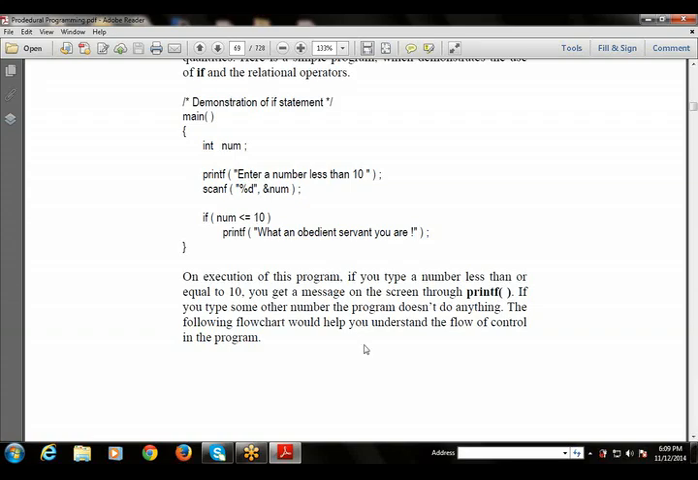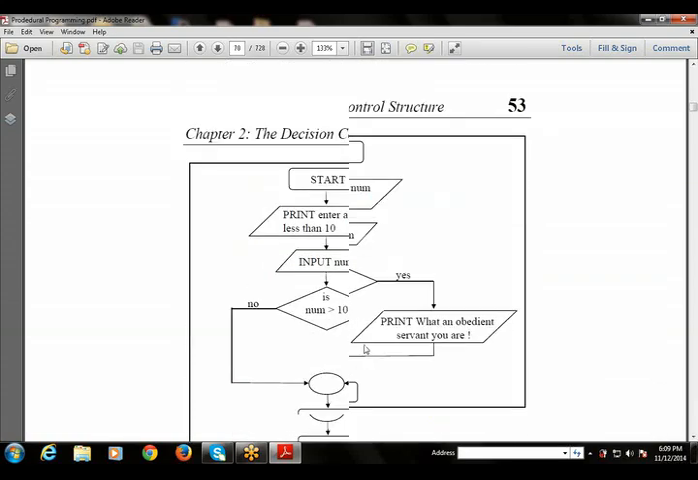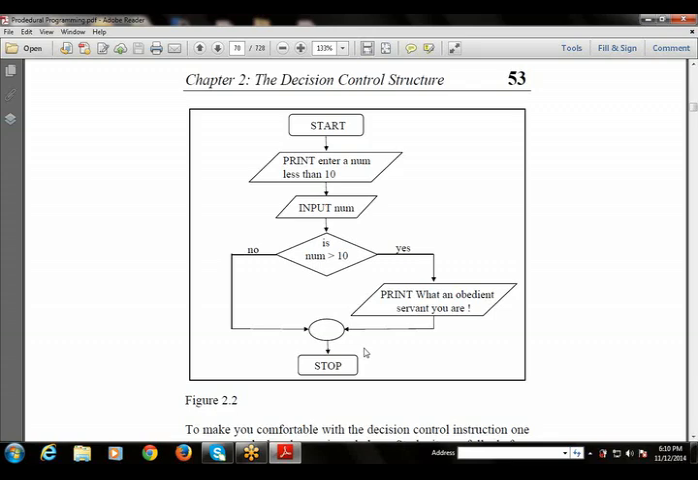The following flowchart will help you understand the flow of the program. So this is the flowchart. This is a new concept for you. Please understand, this is a flowchart that describes the flow of control, how the flow will be maintained. Then there is a start option that is available.